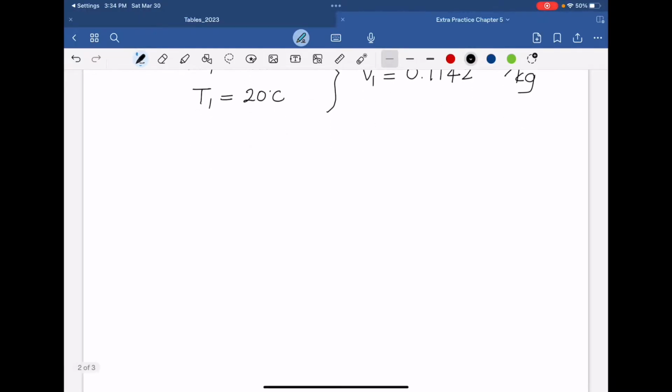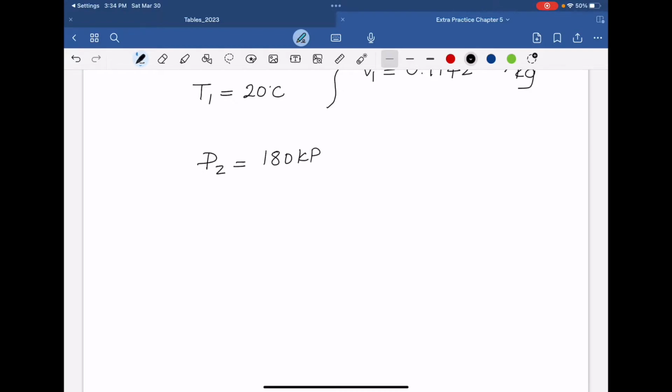And for the exit, we are given the pressure is 180 kilopascal and the temperature is 40. At these conditions, you should again have a superheated vapor, and from the superheated tables, you should read the specific volume at the exit, 2. With those readings from the tables, it will help us now to solve this problem very easily.